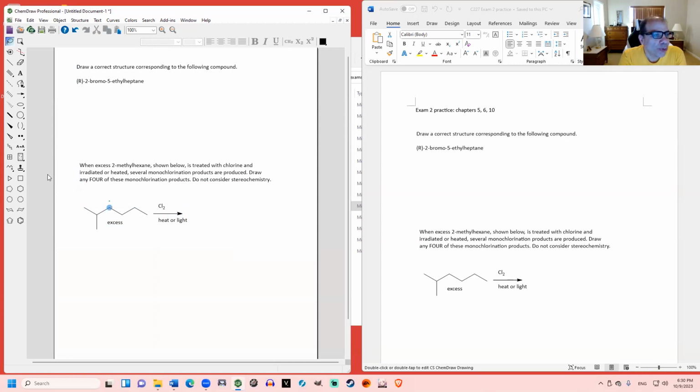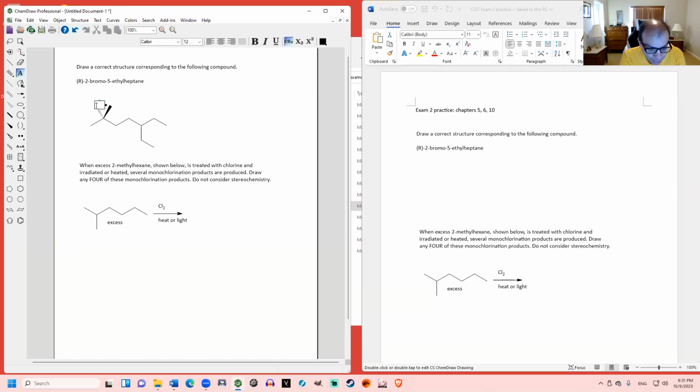So first one is draw a correct structure according to the following compound, R-2-bromo-5-ethylheptane. If I were doing this, honestly, what I would do is draw a heptane, and 2-bromo means the bromine's going to go here, 3, 4, 5. There's an ethyl group here. And what I would do is put the bromine on a wedge bond and the hydrogen on a dotted bond and see if it's R or not.